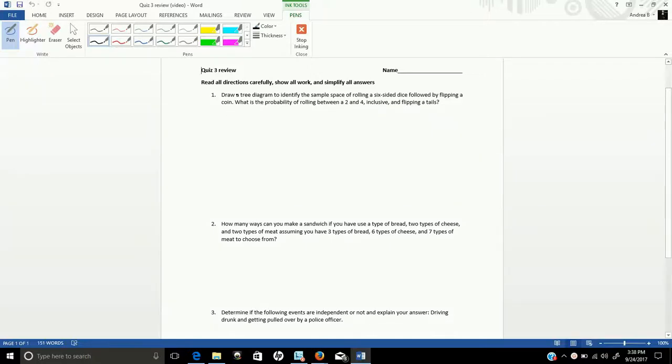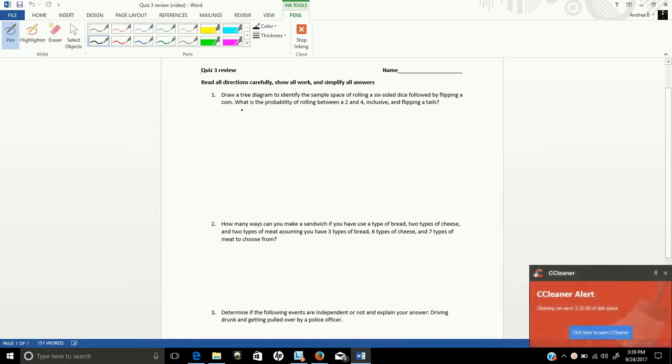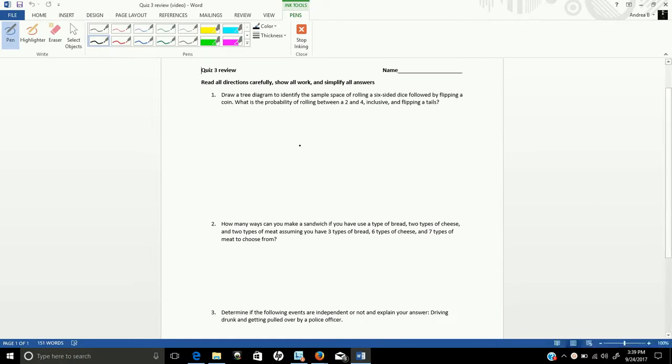Alright, for quiz 3 here, first of all, we got to draw a tree diagram to identify the sample space of rolling a 6-sided die followed by flipping a coin. So remember, whatever's listed first, you're going to want to list first on the tree diagram. So it says we're rolling the 6-sided die first. So your possibilities there are 1, 2, 3, 4, 5, and 6.